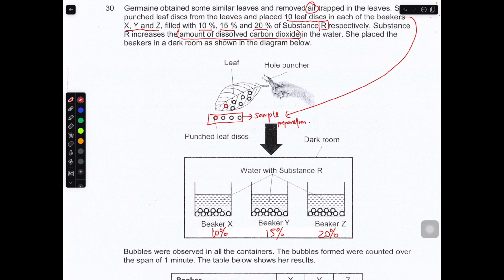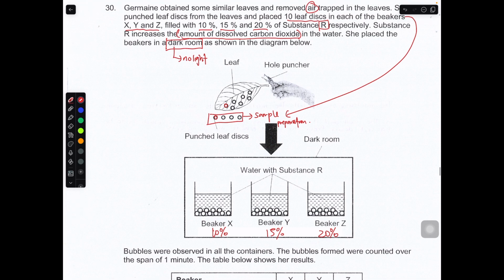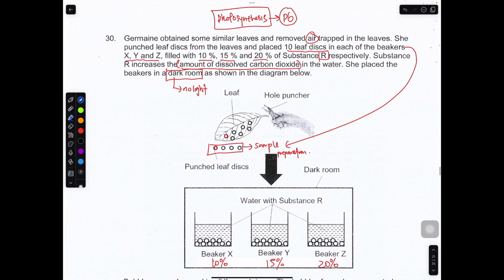So that means more R, more dissolved carbon dioxide. So she placed the beaker in a dark room. Dark room, so that tells you no light. Another thing for you to take note of is this word "respectively". This word actually has some meaning. It means that X is 10, Y is 15, Z is 20. This is what it means when they use the word respectively behind. And this is actually how scientists use these to write their papers as well.